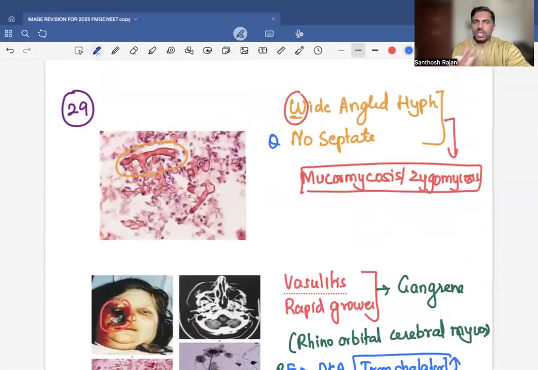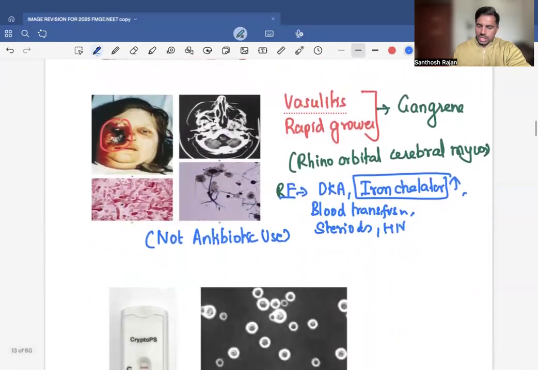They can give any picture and then they can ask to identify the type of hyphae, what's your diagnosis. So wide angle, non-septate: mucormycosis. That means it can be Rhizopus, Mucor or Absidia. We're not recommending that now. Just remember now, these are the pictures. They can ask any of these.